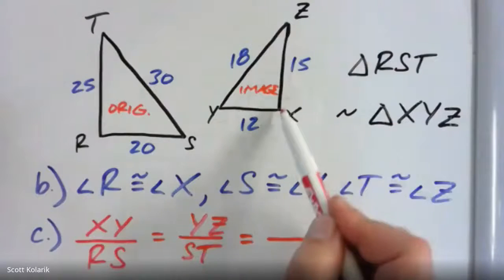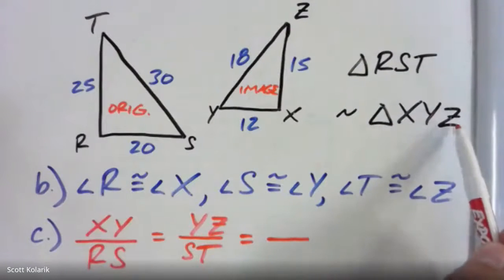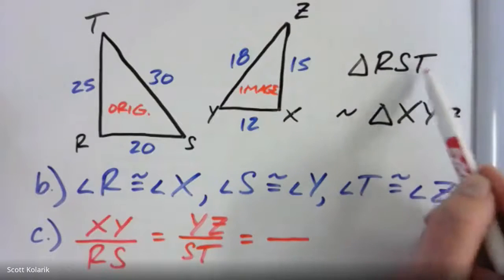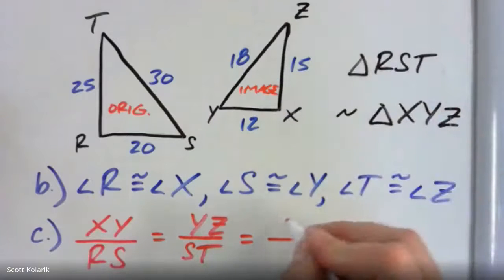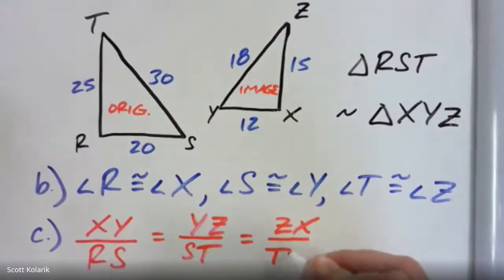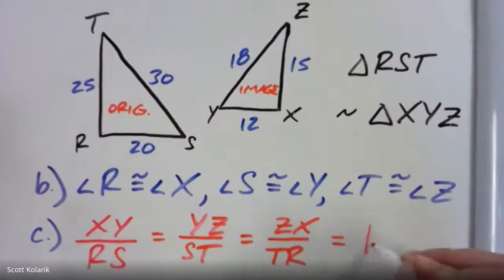And now I have ZX, or third letter back to the first letter. ZX will correspond to TR. So there's all three sides, and whatever each of these ratios equals has to be the same thing. Image measurement on the top, original measurement on the bottom, that's going to equal my scale factor K. So now part A asks me to actually solve what K equals.